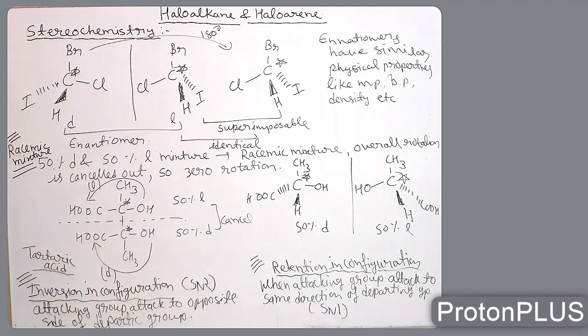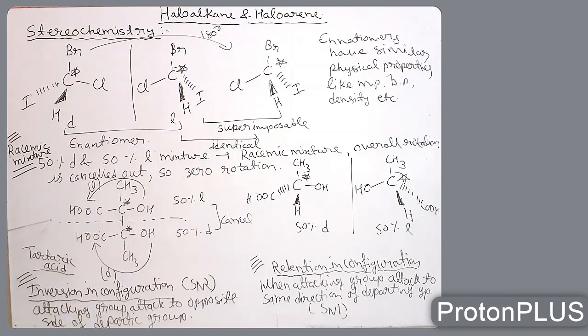Next, we will learn about some more terms in stereochemistry, that is racemic mixture. If 50% dextro and 50% levo compound are obtained, then it is a racemic mixture. Overall rotation in a racemic mixture is cancelled out, so the rotation is 0. We have taken one molecule, that is tartaric acid.